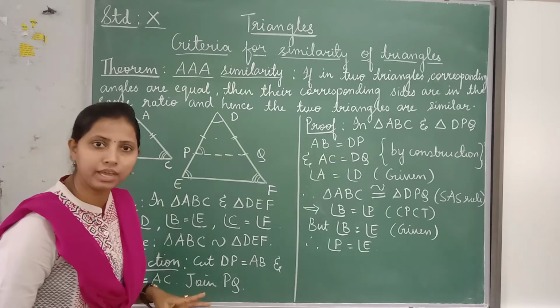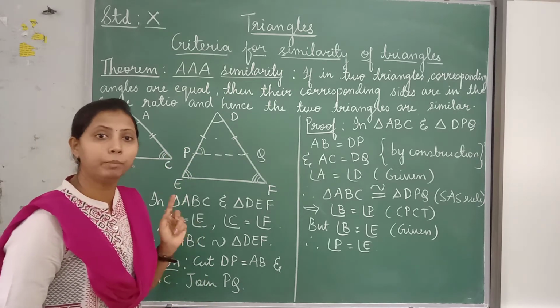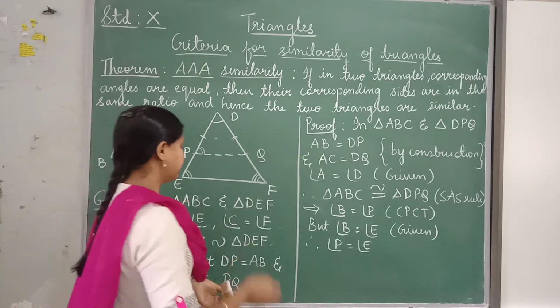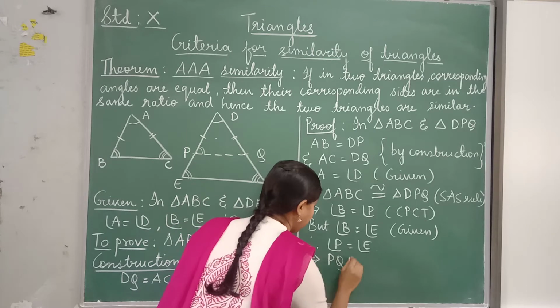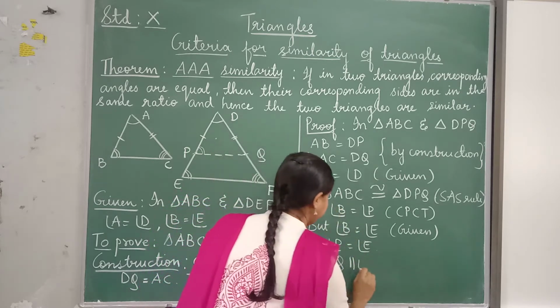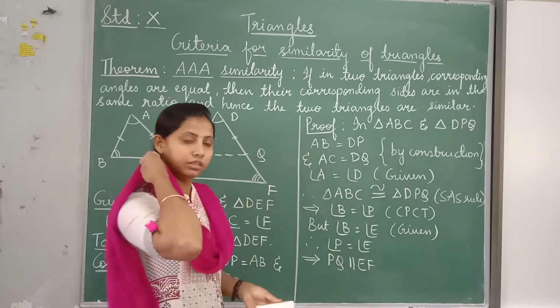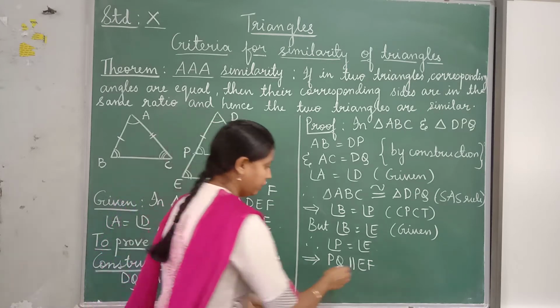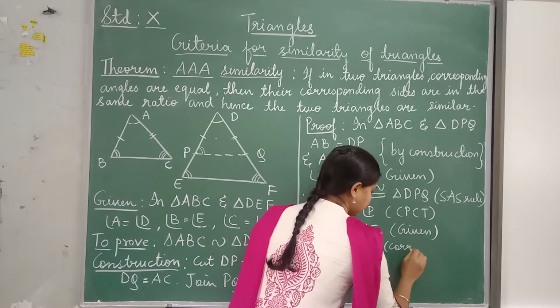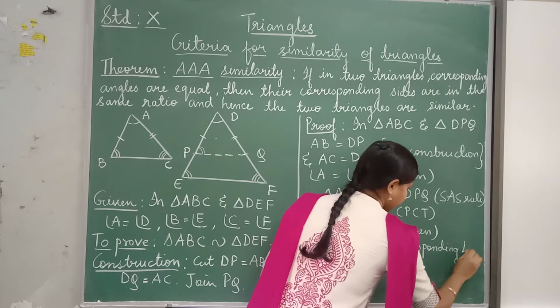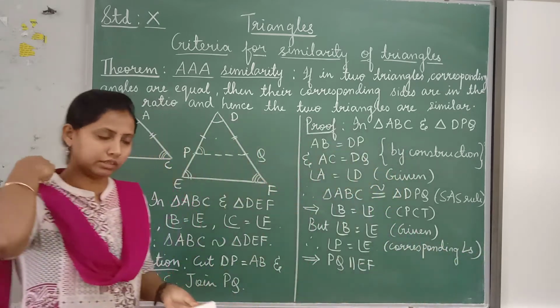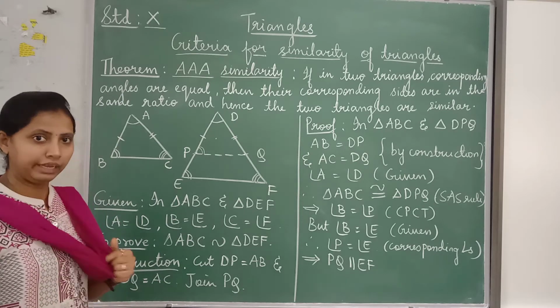So when corresponding angles are equal, the lines will be parallel, isn't it? So this implies PQ is parallel to EF. This implies that PQ is parallel to EF because these two are corresponding angles. So therefore PQ is parallel to EF.